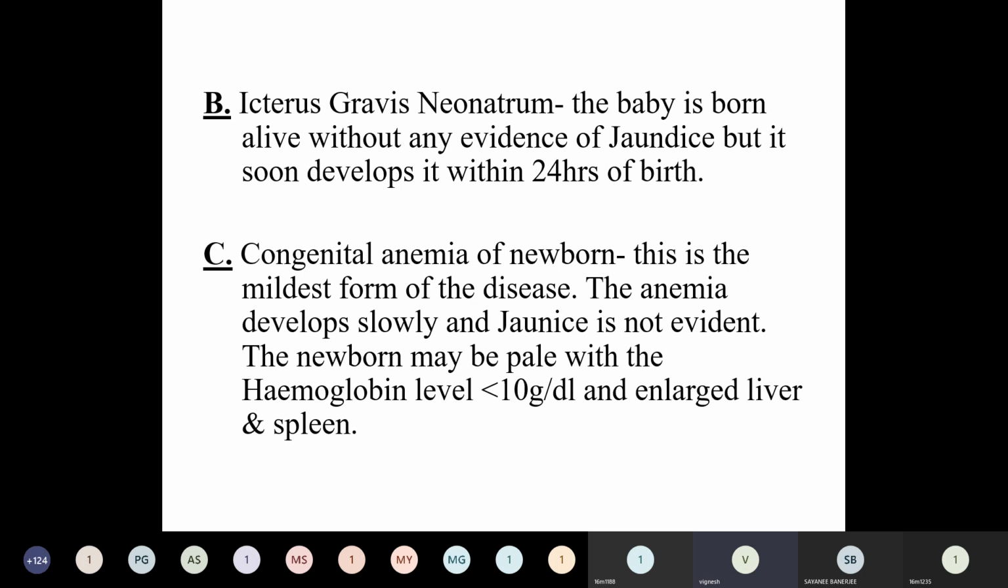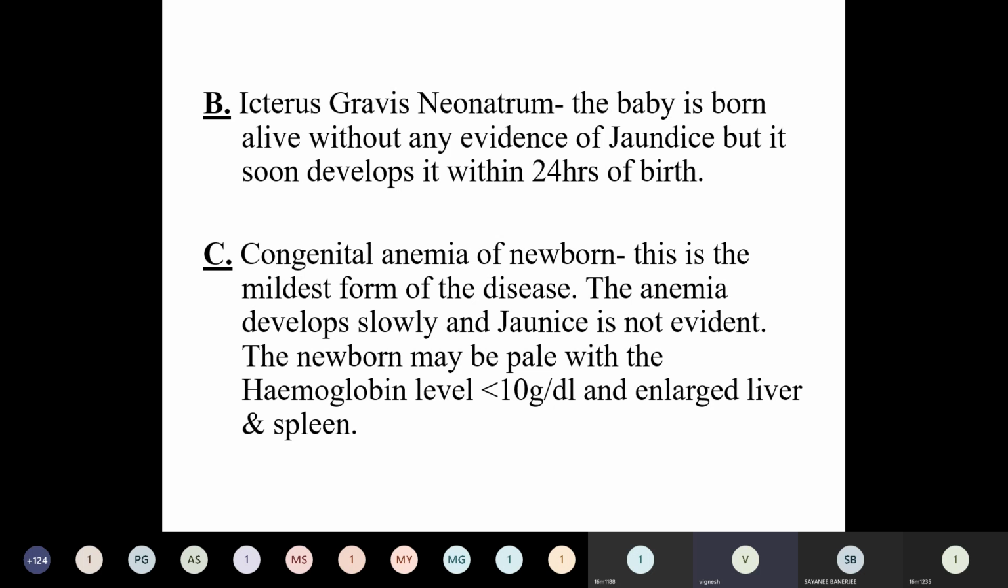The other fetal complication would be, one is the hydrops, the second is icterus gravis neonatorum, where the baby is born alive without any evidence of jaundice, but it soon develops it within 24 hours after birth. Number 3, the fetal complication would be congenital anemia of the newborn. This is the mildest form of the disease.